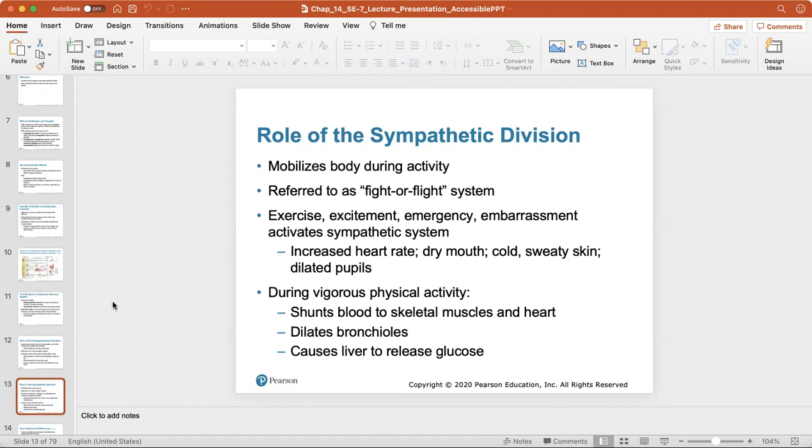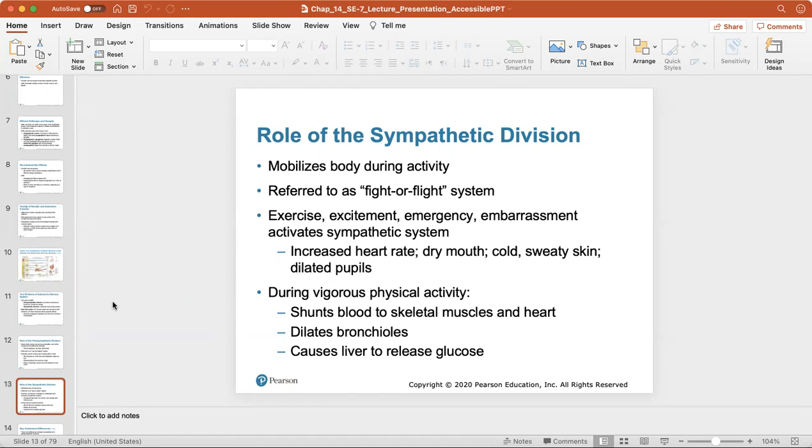This is our fight or flight response to emergency situations, embarrassment, excitement, exercise. It will increase your heart rate, give you a dry mouth, so decrease saliva, make you kind of cold, sweaty skin, and dilated pupils. Your pupils want to enlarge to try to let as much light in as possible.